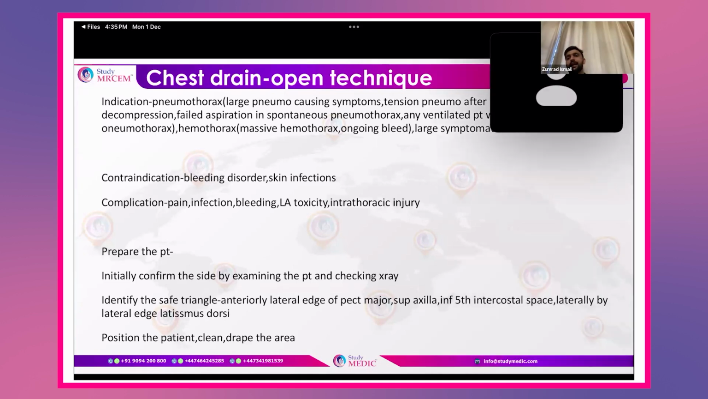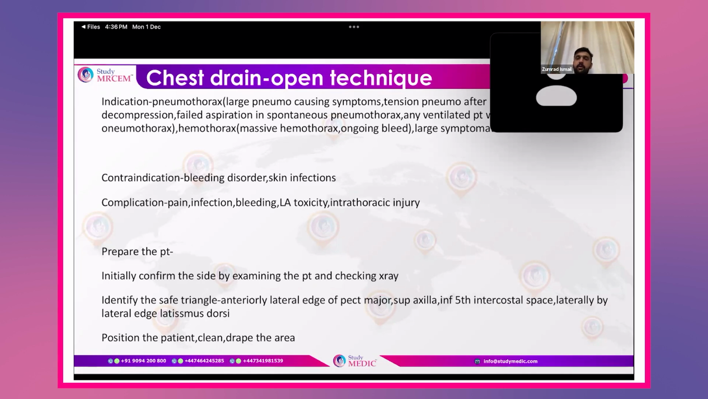Anteriorly, it is bordered by the lateral edge of the pectoralis major, posteriorly by the lateral edge of latissimus dorsi, superiorly by the axilla, and inferiorly by the fifth intercostal space. We'll identify the safe triangle. We'll position the patient. The patient will be in a supine position with the hand behind his head, and we'll ensure that he's in a well-monitored area and that you have every necessary piece of equipment prepared.